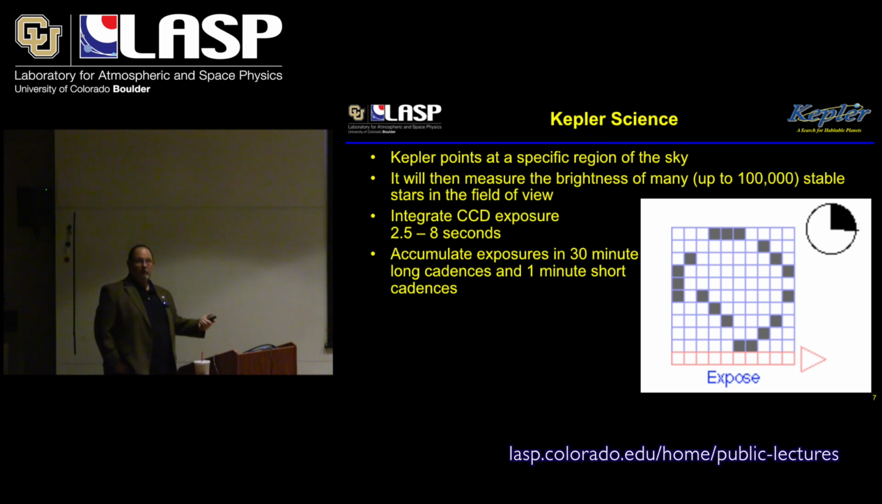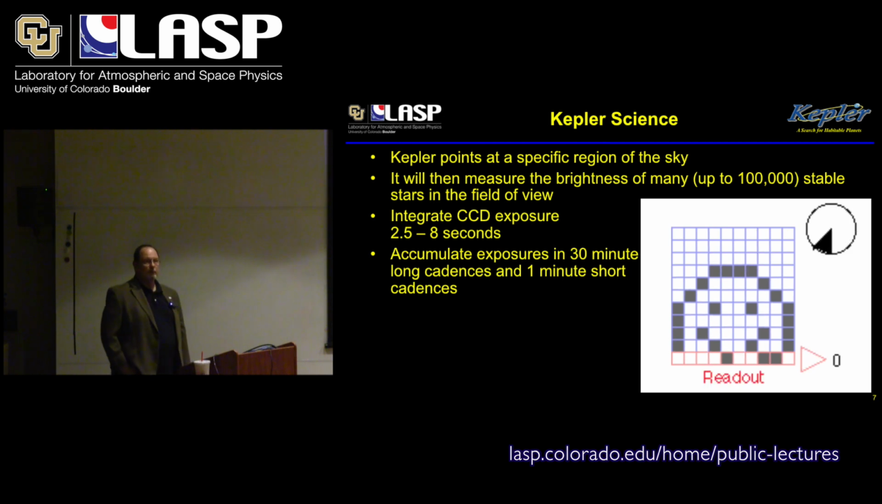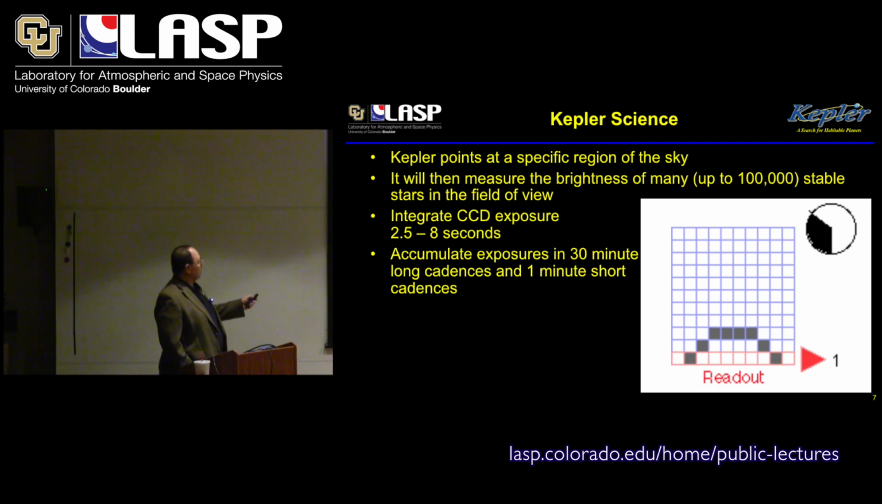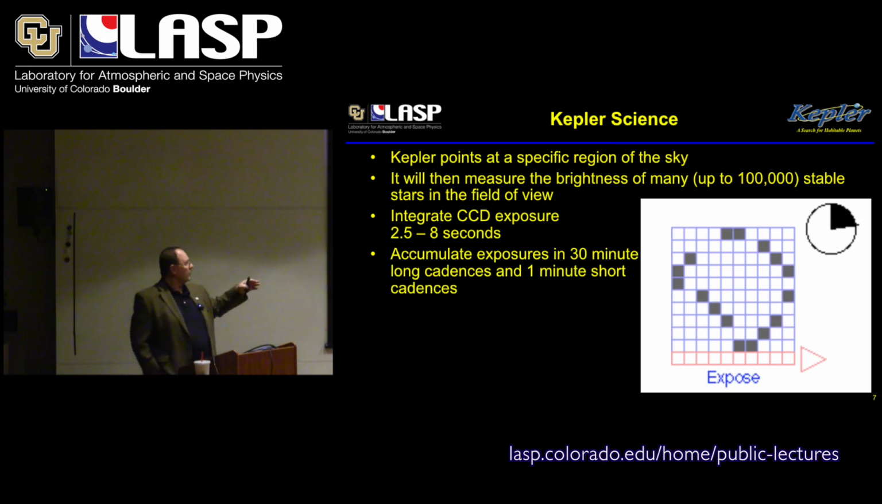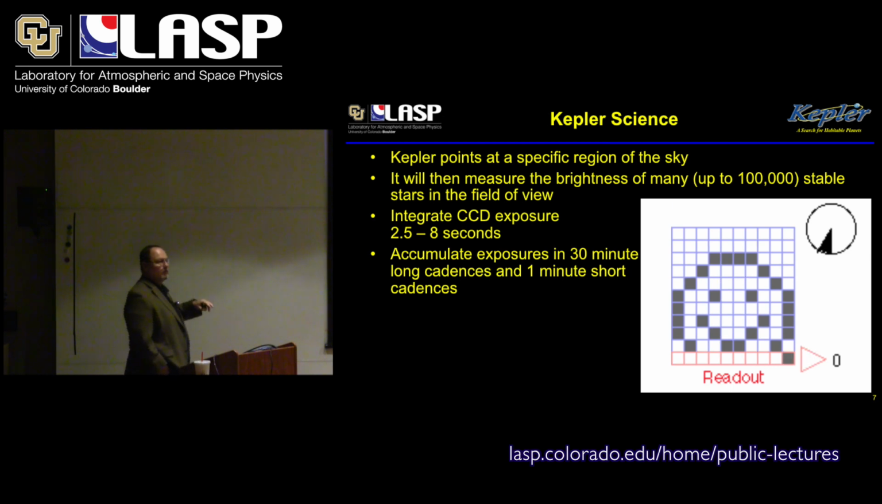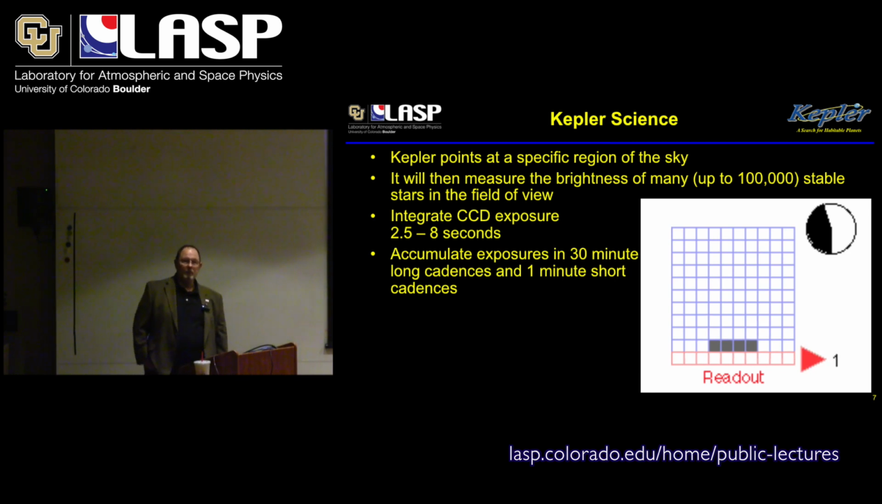We used a CCD that's not unlike the CCD in your camera or now your phones. You actually probably have more capability in your phone than Kepler did. But the CCD exposure integration was 2.5 to 8 seconds. And what we did is we would accumulate exposures in 30-minute long, what we called long cadences, and 1-minute short cadences. And we would collect that data and then clock it out every half hour.